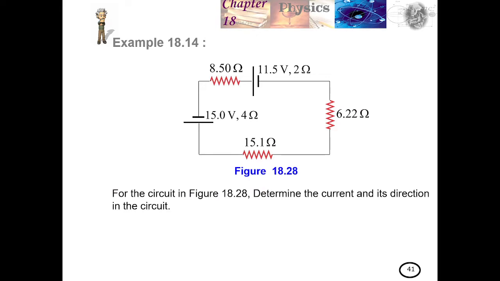We have two EMFs: one of 11.5 volt with 2 ohm internal resistance, and another of 15.0 volt with 4 ohm internal resistance. We also have resistors 1, 2 and 3. Determine the current and its direction in the circuit.